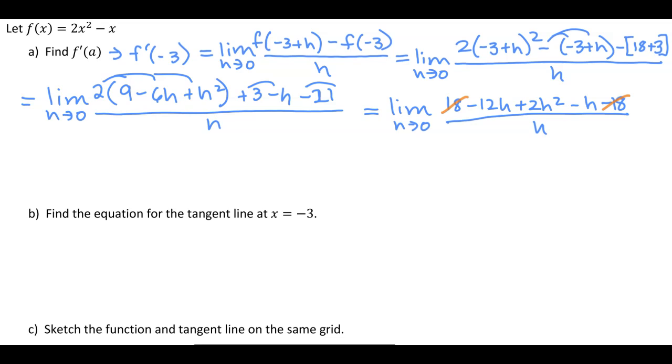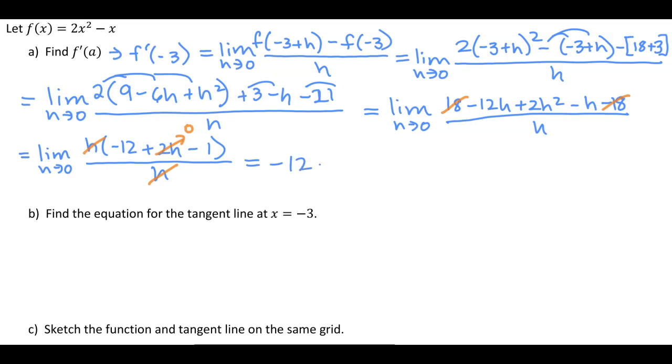What I'm liking is that I can factor an h out of what's left over. So I will have h times -12 plus 2h minus 1. Don't forget the minus 1. That's kind of a common error. The h cancels out, and now I can finally evaluate the limit. So as h goes to 0, this middle term is going to fall out, and the -12 minus 1 will be left over. Oh, I guess I could have combined, I'm just now noticing. But this will get me there, equals -13.